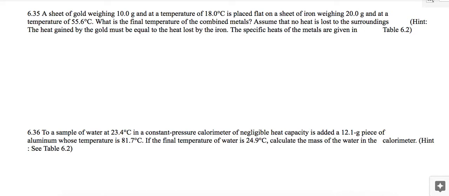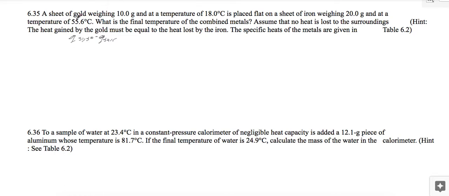All right, 35 is probably my favorite question on this entire assignment because it gets to use this thing right here that we talked about. The Q of the system is equal to the Q of the surroundings. Now that's not 100% applicable here because we don't have a system and surroundings. What we have is two different systems that are coming into contact with each other.